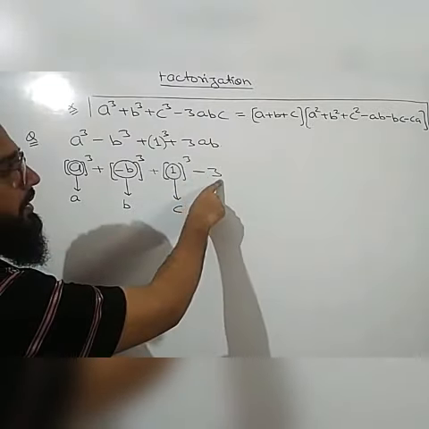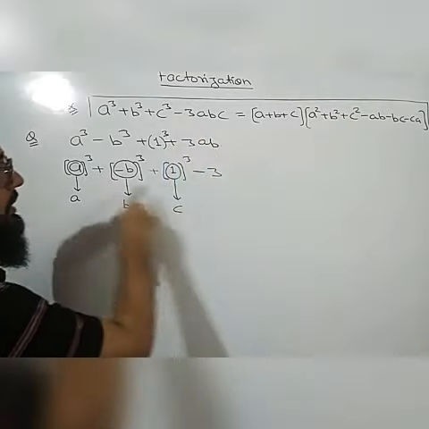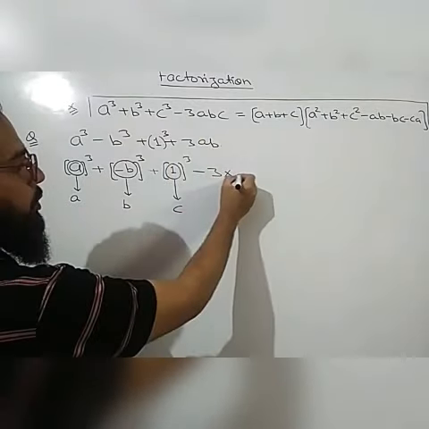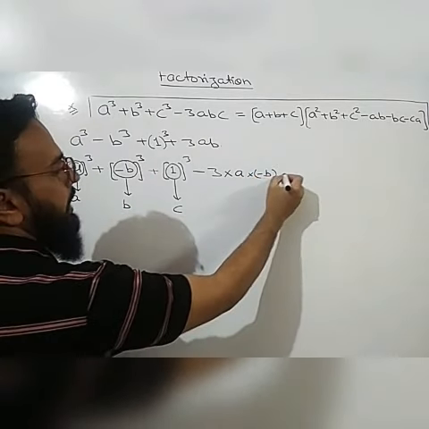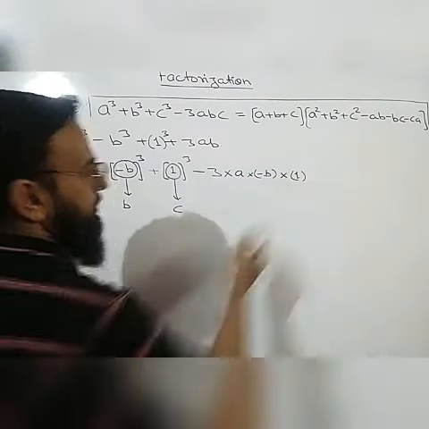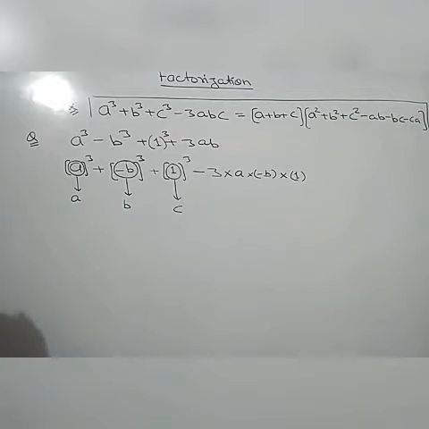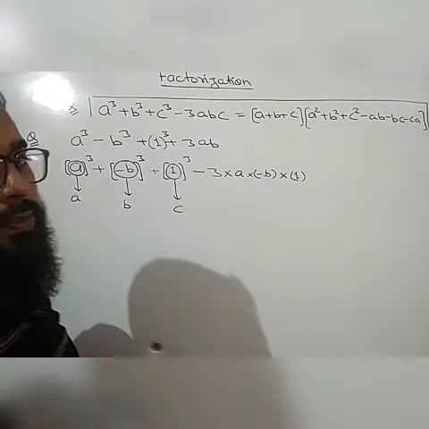It is minus 3 from the identity, minus 3, then a. At the place of a we will put a. At the place of b we will put minus b. And at the place of c we will put 1. Now it is written in the form of identity.